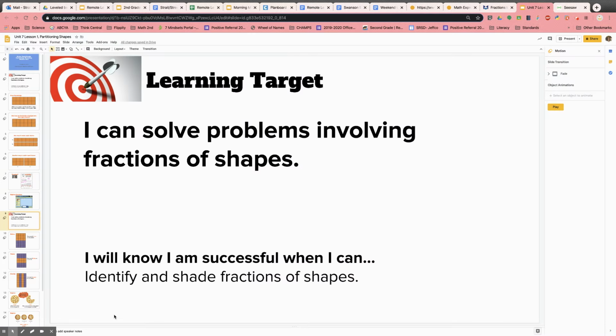Your success criteria today was to identify and shade fractions of shapes. You will have your opportunity to do so at independent practice.